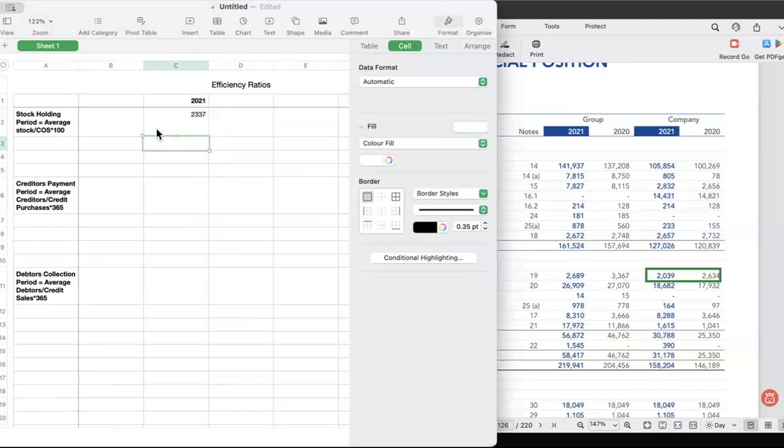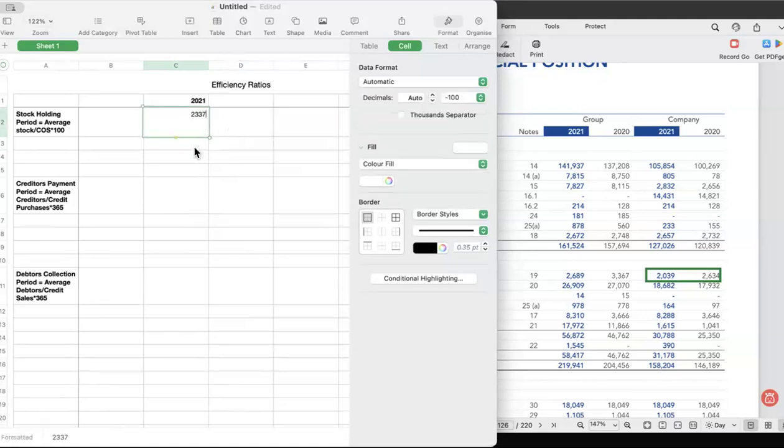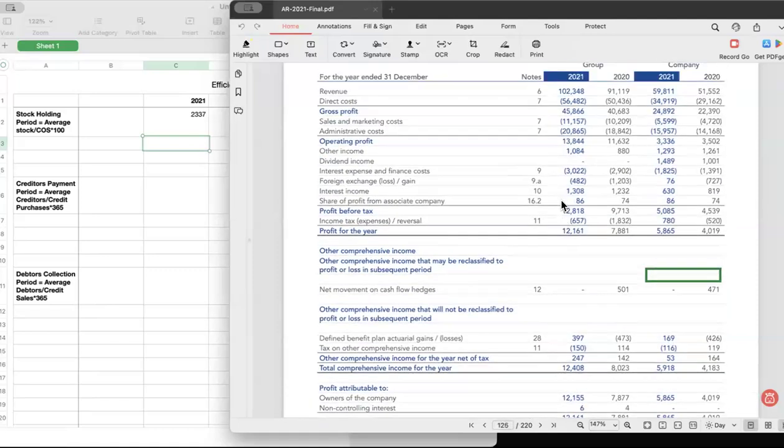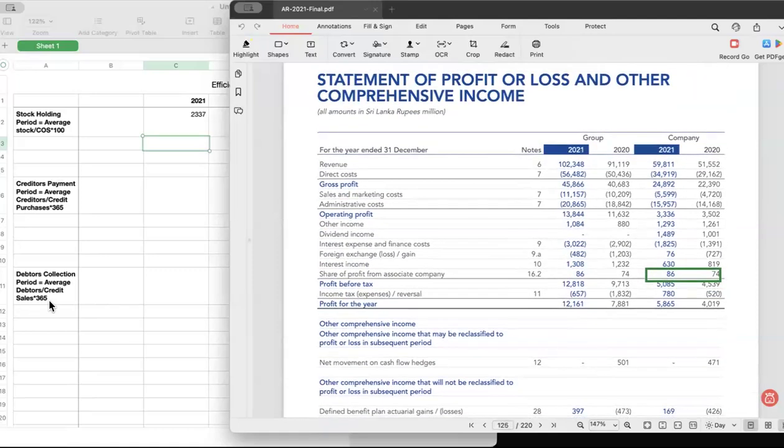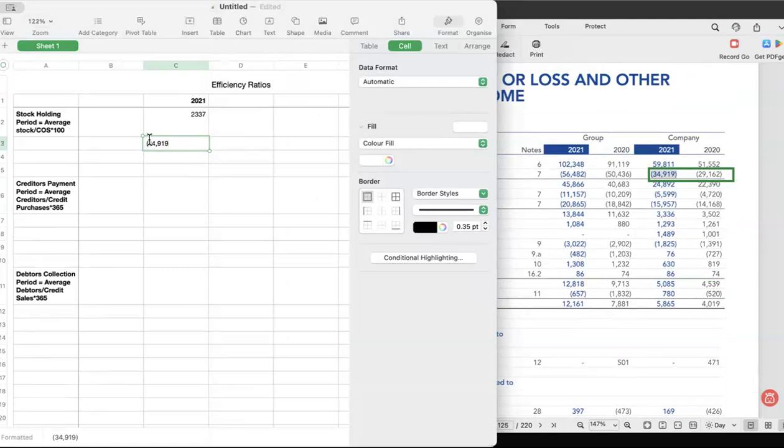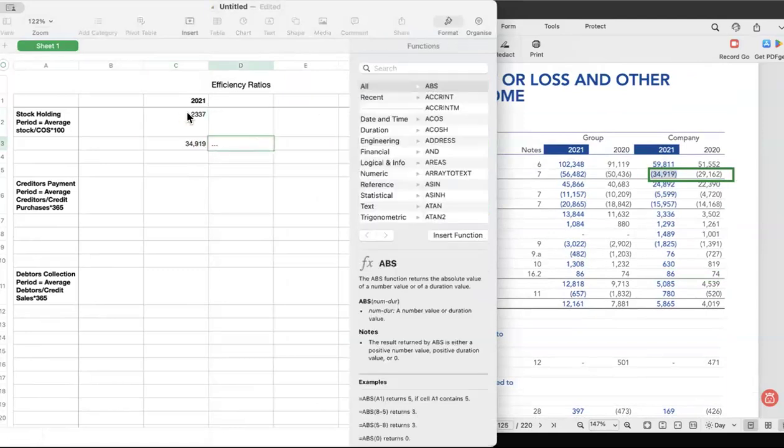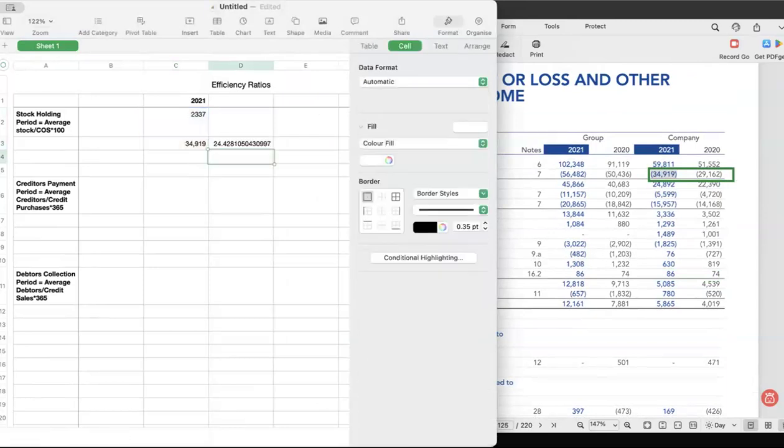Any other places? No, we only need average stock over here. Right, average stock divided by cost of sales. The cost of sales is in the income statement. You can take the direct cost, this amount, as your cost of sales. So here we have 34,919. Stock holding period equals this divided by this, times 365. And this is in days, okay? 24 days.